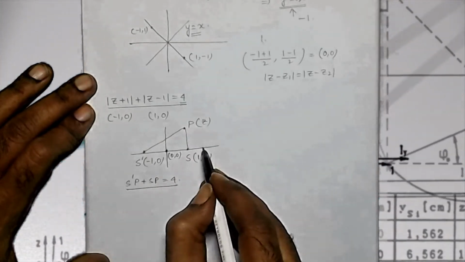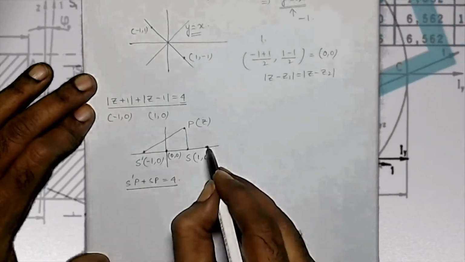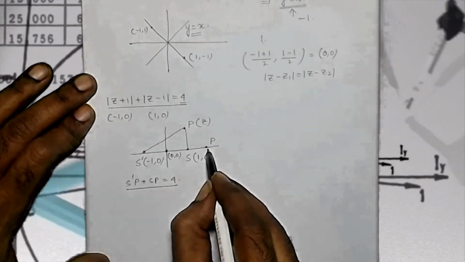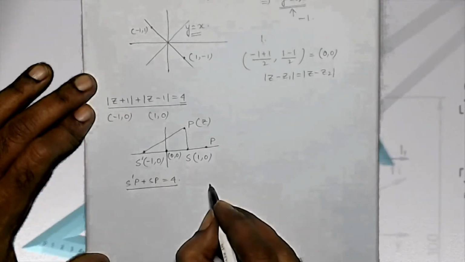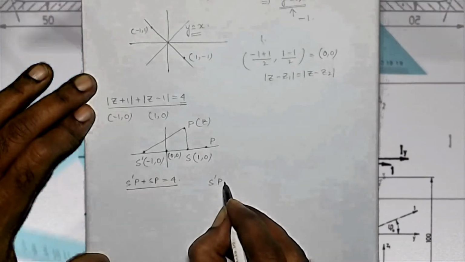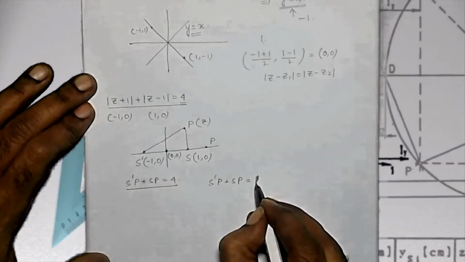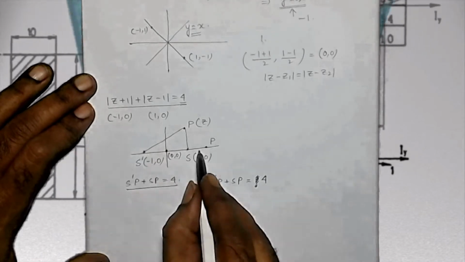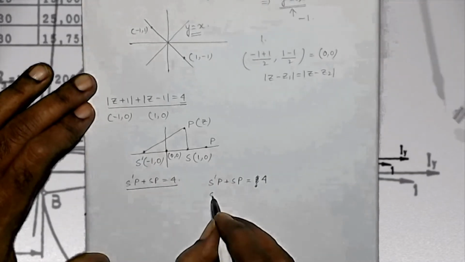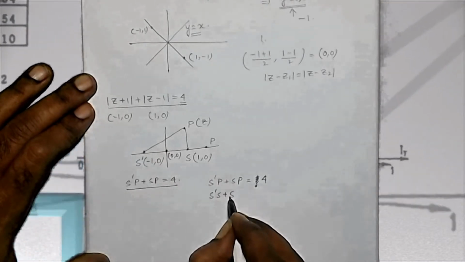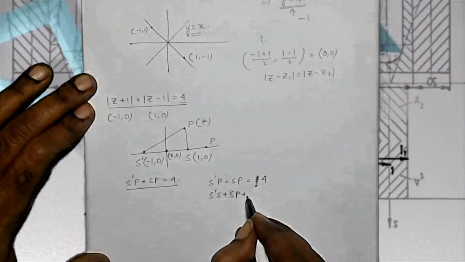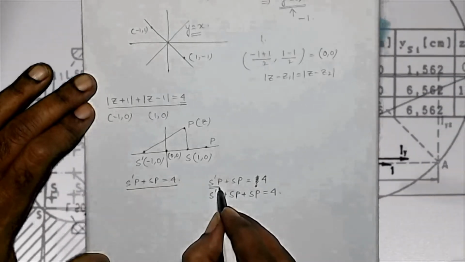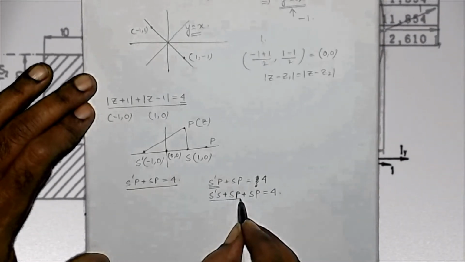Now suppose when the point comes here, let us say the point P is on the x-axis, then what will you write? S dash P plus SP. S dash P plus SP is 4, given. S dash P can be written as S dash S plus SP, and SP is there, which is equal to 4. Is it clear? S dash P has been replaced by S dash S plus SP.